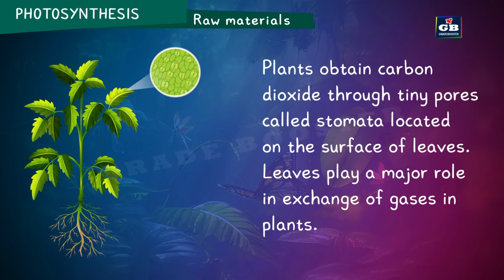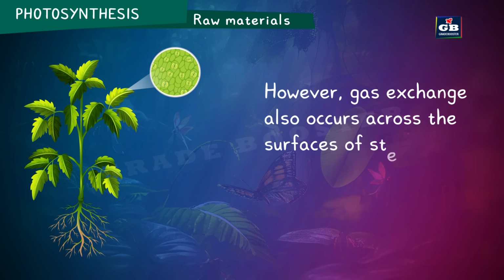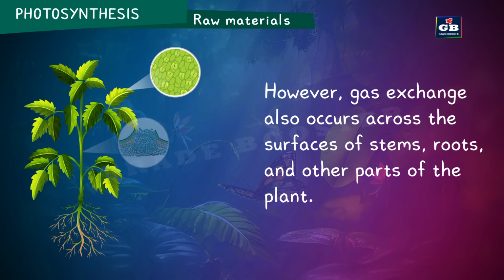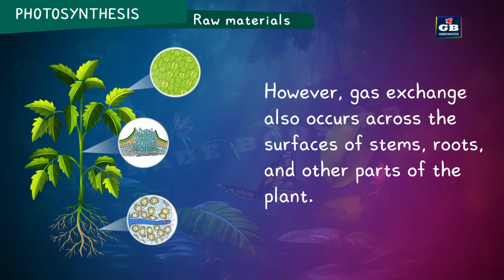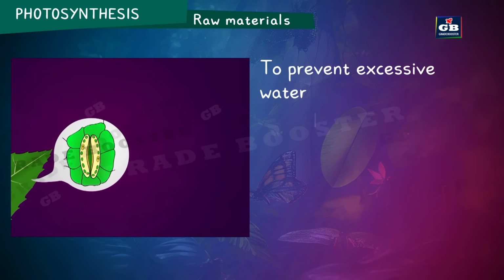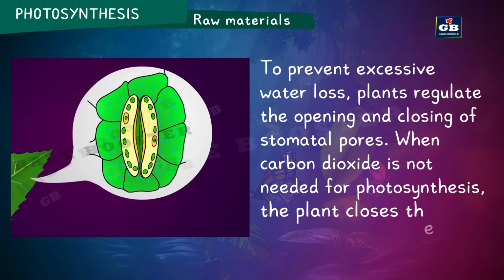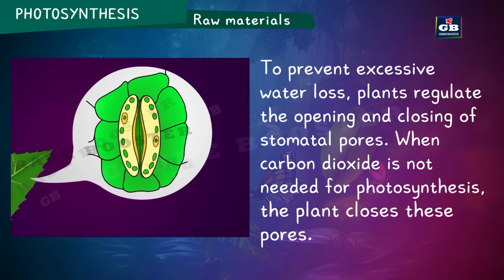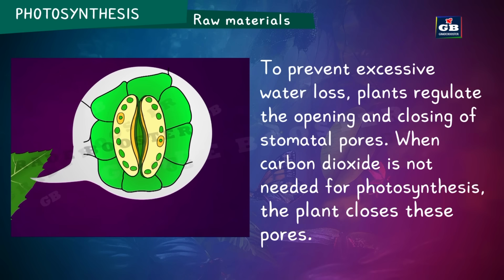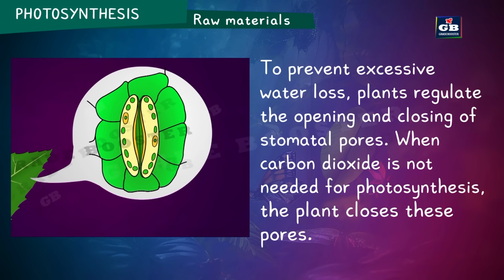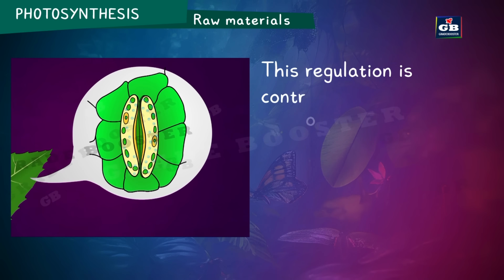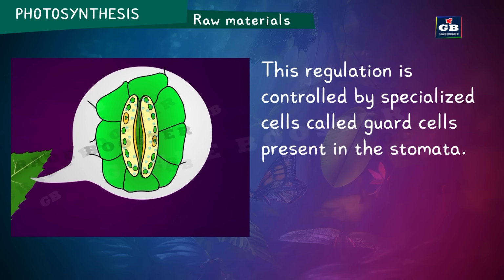Leaves play a major role in exchange of gases in plants. However, gas exchange also occurs across the surface of stems, roots, and other parts of the plant. To prevent excessive water loss, plants regulate the opening and closing of stomatal pores. When carbon dioxide is not needed for photosynthesis, the plant closes these pores. This regulation is controlled by specialized cells called guard cells present in the stomata.